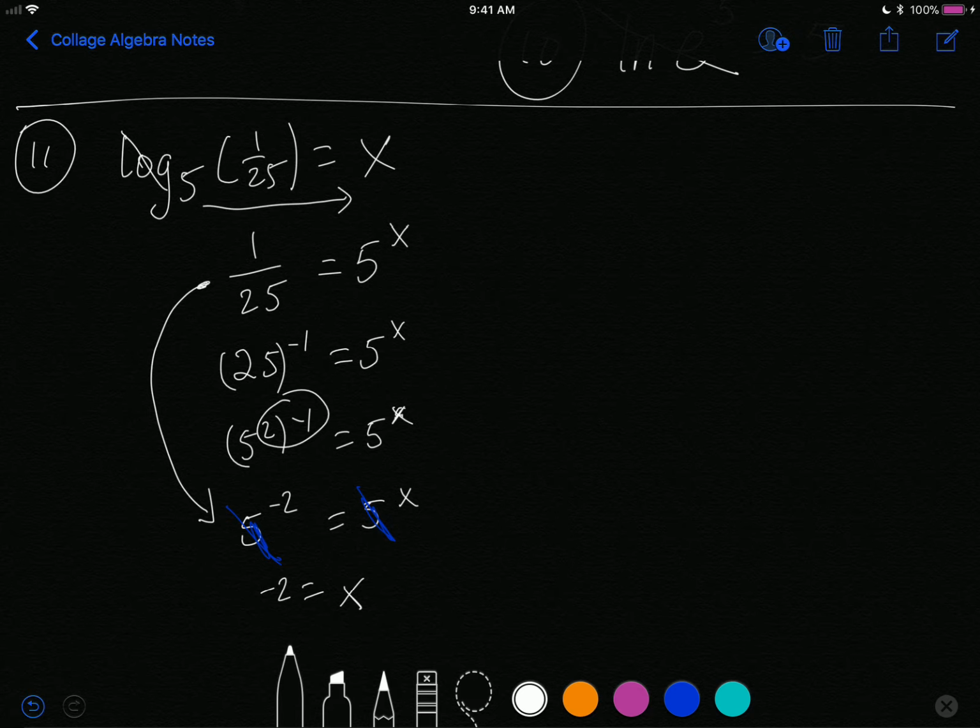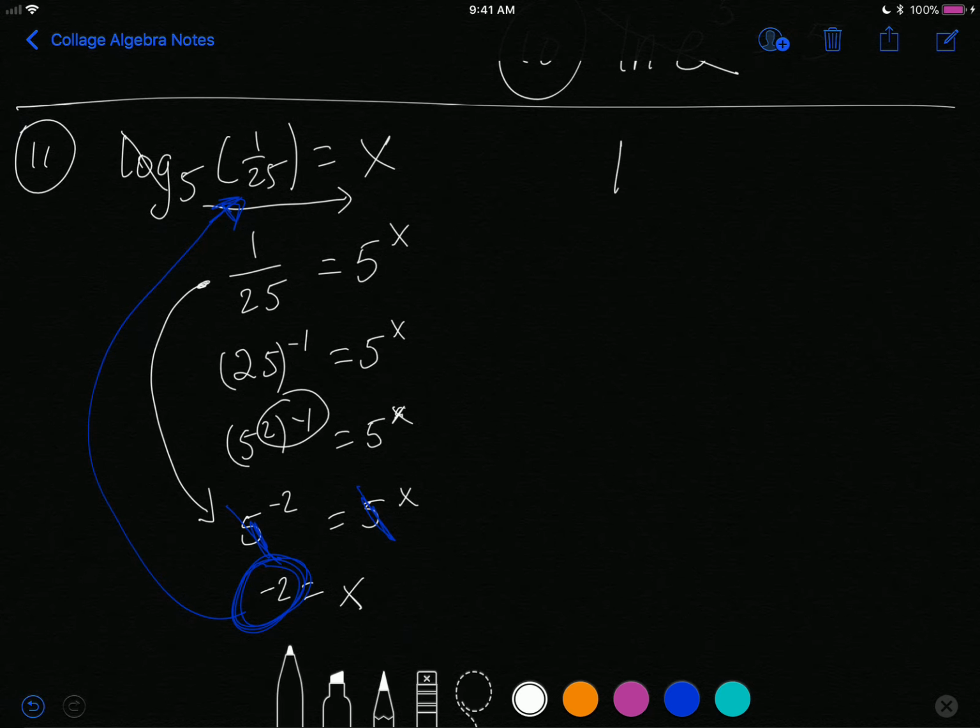Which gives us a very important rule right here. For a log with a base that is greater than 1, to get a negative answer, I have to plug in a fraction, a proper fraction, into the logarithm. Because that fraction is what's giving me that negative power. And that negative power is what we care about.